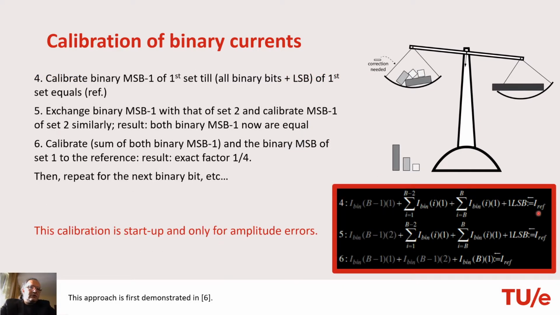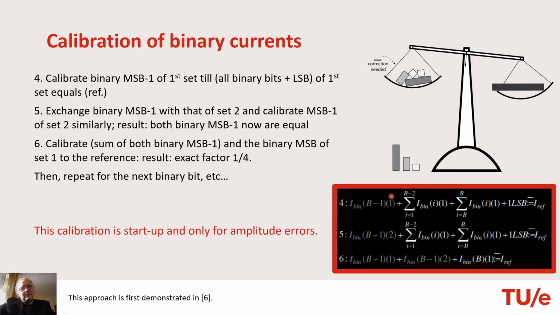The initial steps are the same as before. So on one side of the scale we connect all the currents of the first set, and then on the other side the reference, and we will change only the MSB -1 until the scale changes its sign, until the current comparator changes its sign.